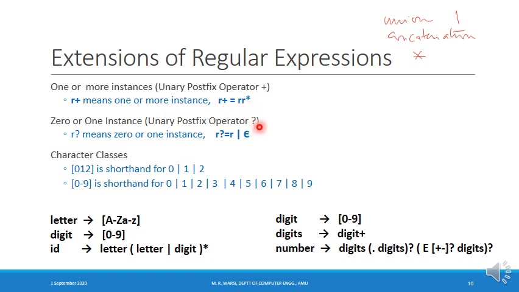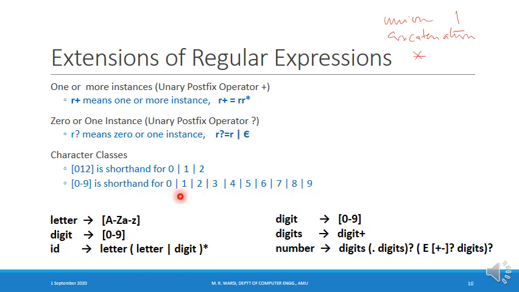Another operator is the question mark operator, and this means 0 or 1 instance. So r question mark means 0 or 1 instance of r, or r question mark is equivalent to r vertical bar epsilon. The next extension is representing character classes. For example, in the square bracket, if I write 0, 1, 2, it is the shorthand for this. Or in the square bracket, if I write 0-9, it is the shorthand for this.